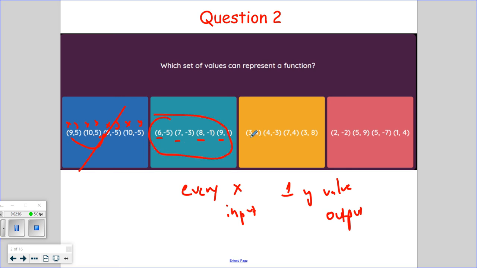Here, 3 and 3 repeat, so that's not an answer. Here, 5 and 5 repeat as x values, so that's not an answer either. Let's move on to the next one.